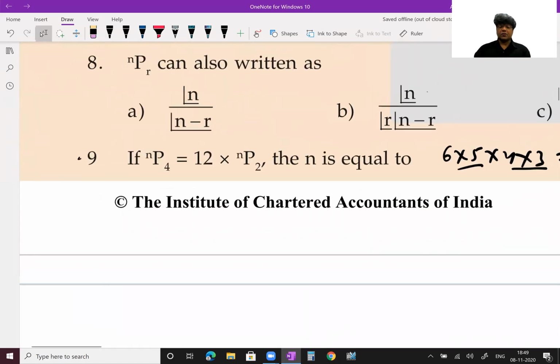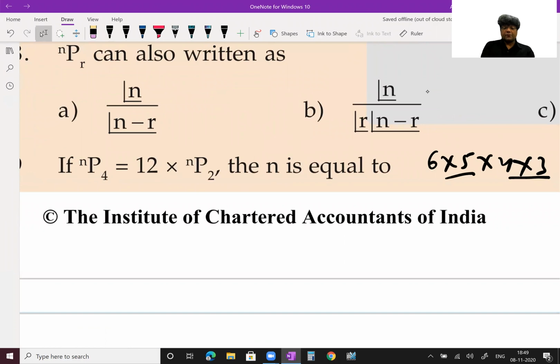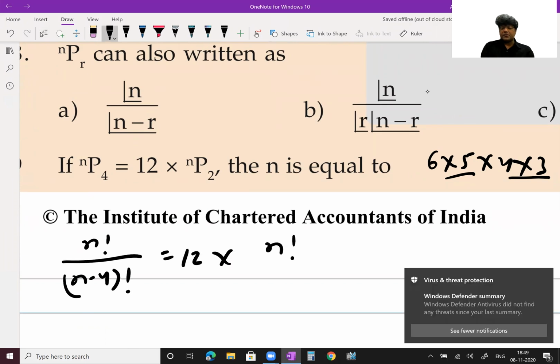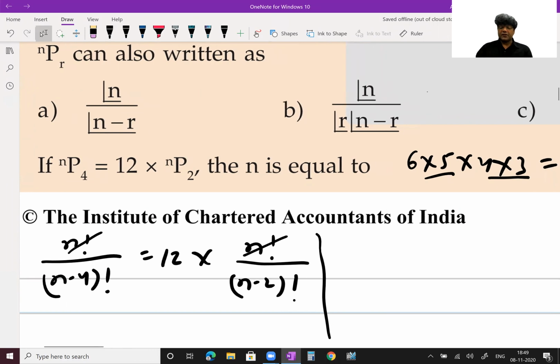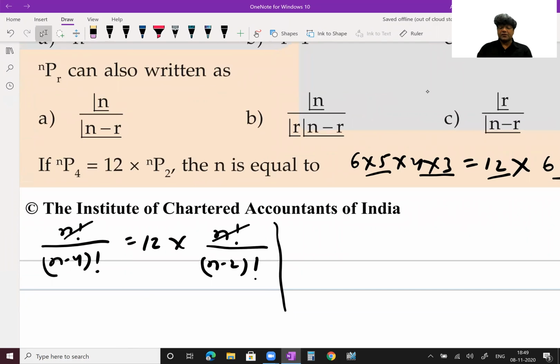In the original way, if you want to solve, then you'll have to use the formula. nP4 means n factorial by n minus 4 factorial according to the formula, that is equal to 12 into nP2 means n factorial by n minus 2 factorial. So this n factorial will be cancelled, and you should expand the one which is bigger. You will not touch the smaller one. Out of these two, which is bigger, guys? n minus 2 is bigger.